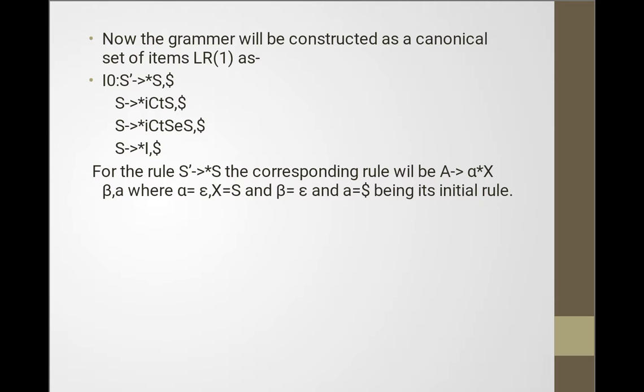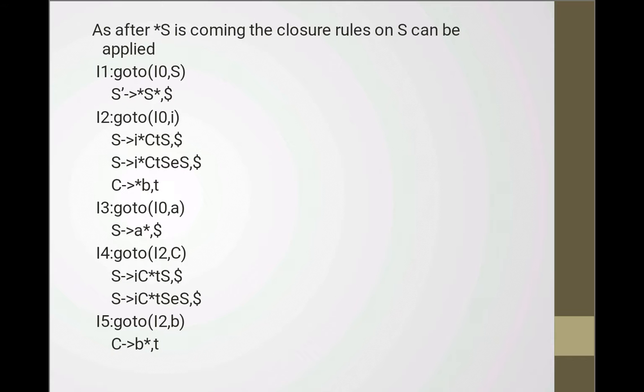So for the rule S' → ·S, the corresponding rule form is A → α·Xβ, a. So for that, α equals epsilon, X equals S, β equals epsilon, and a equals $, being its initial rule. Applying the closure rules on S, we'll be getting I1.